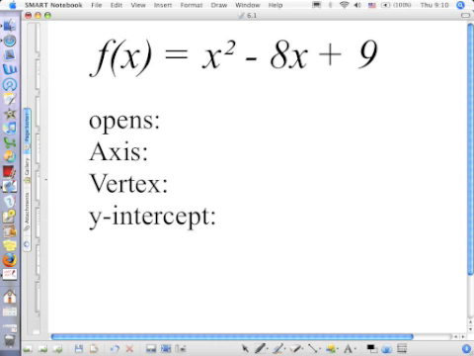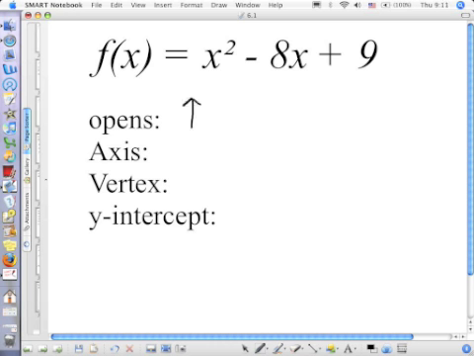Does this open up or down? Up. We look at the sign of the x squared term. It's positive. It opens up.